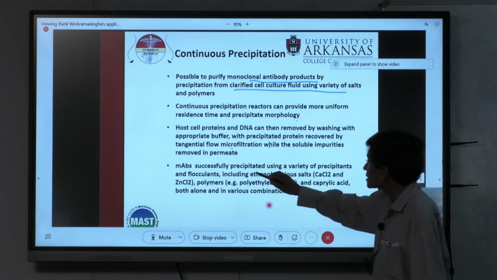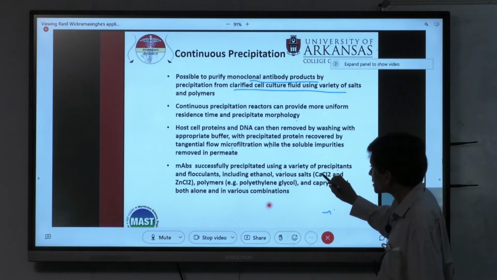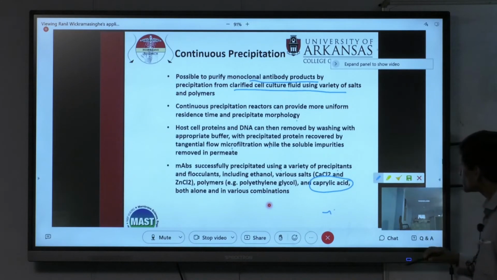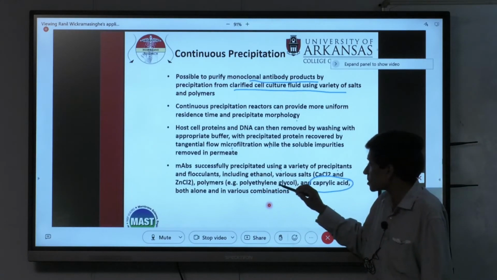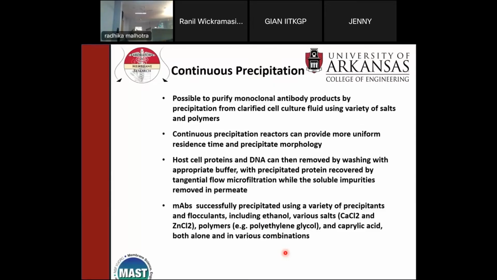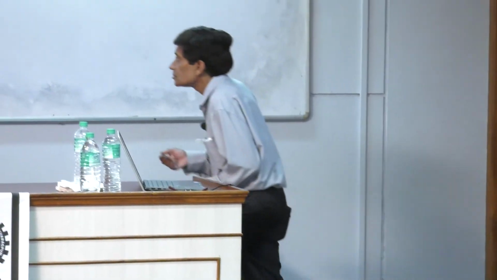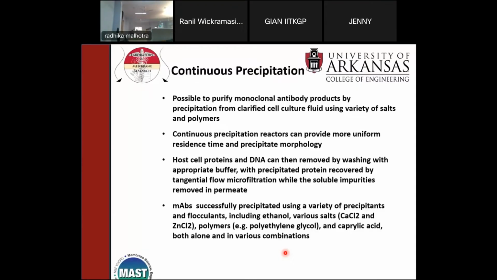MABs, monoclonal antibodies, have been successfully precipitated using a variety of precipitants and flocculants, including, and probably caprylic acid is the one that people like to use the most, but also calcium chloride, zinc chloride, polymers, polyethylene glycol. You could also use anionic, cationic polymers that are used in water treatment, but I told you the problem with that is they are not regulatory authority approved, not FDA or other approved, and so they don't meet the specifications. You might have some of the monomer there, which is highly toxic, you see. But these things that I mentioned there are approved for use in biopharmaceutical manufacturing, especially caprylic acid. Okay?